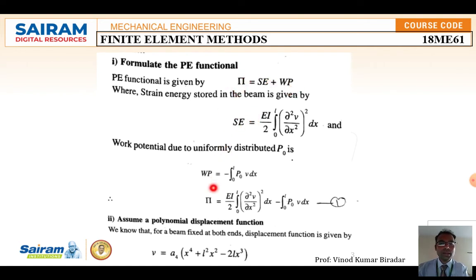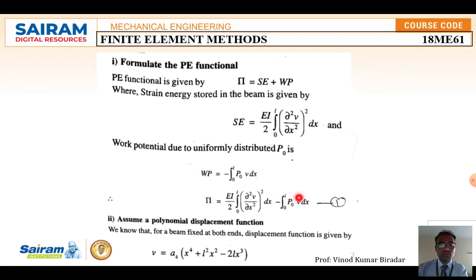After substituting, we get pi is equal to EI, where E stands for Young's modulus and I is the moment of inertia, by 2 integration from 0 to L of dou square v by dou x square whole square dx, minus integration from 0 to L of P0 into deflection into dx. Give this equation number 1.